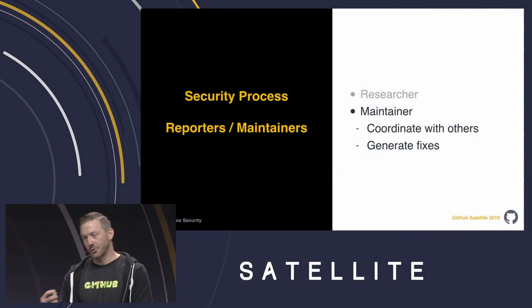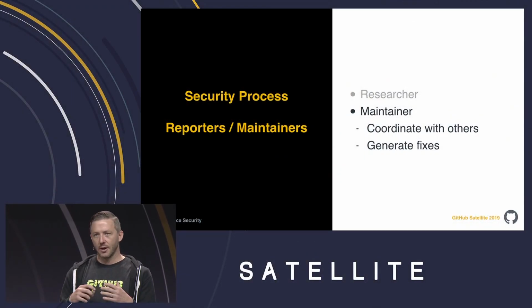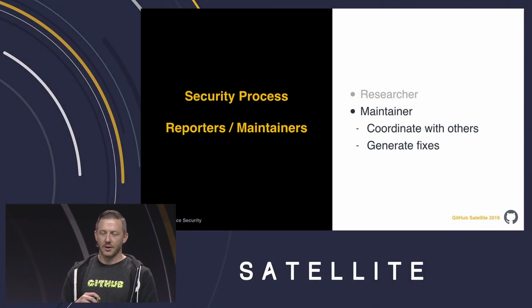Cool. So the next step here, maintainers create pull requests to start generating these fixes. They're working within a shadow repository. They've coordinated, understood the problem, and now they're trying to make different branches, fixes against those branches in order to finally publish something that will actually address the vulnerability.